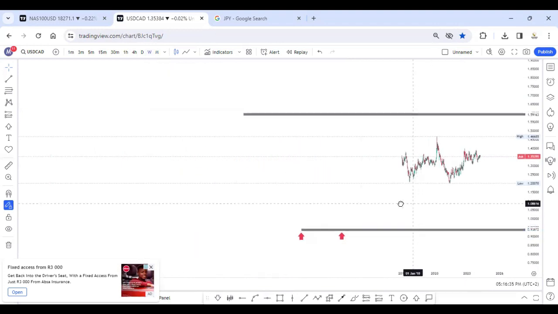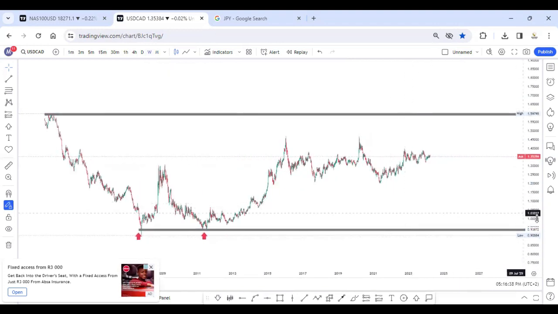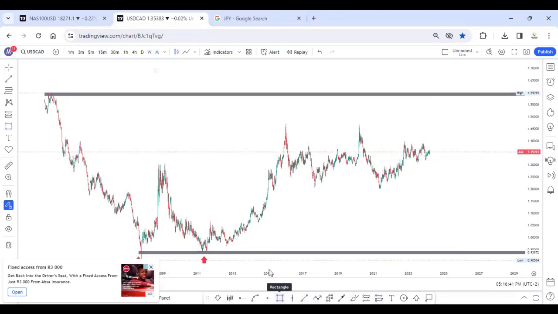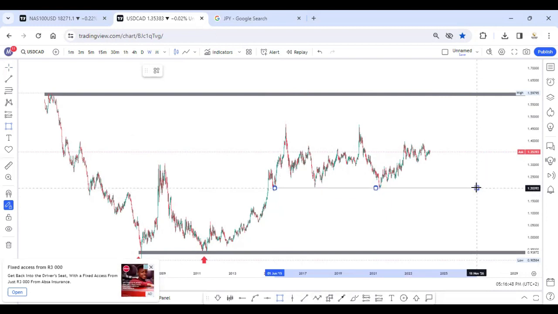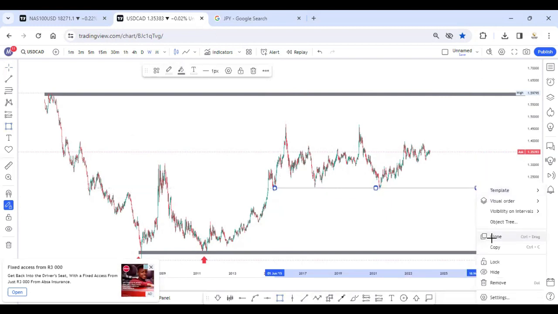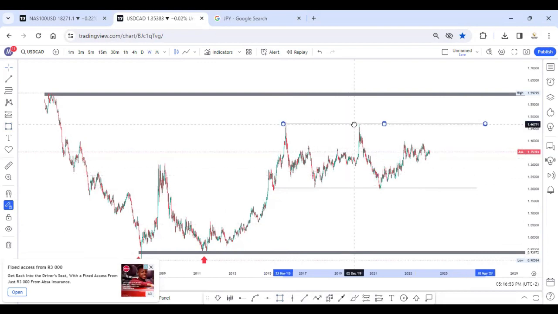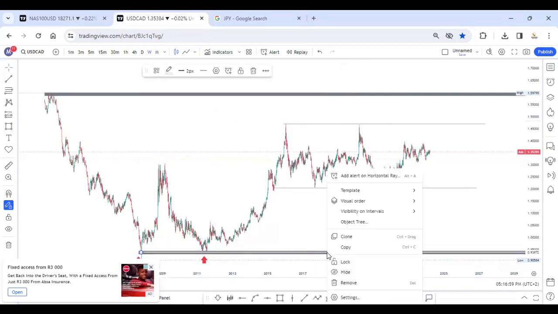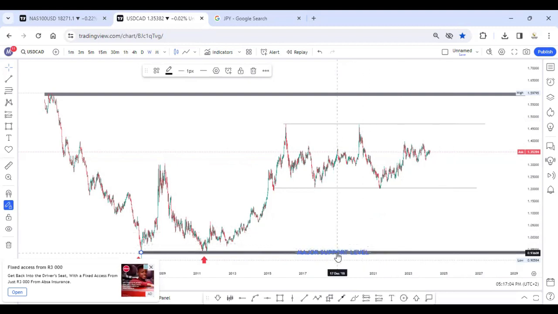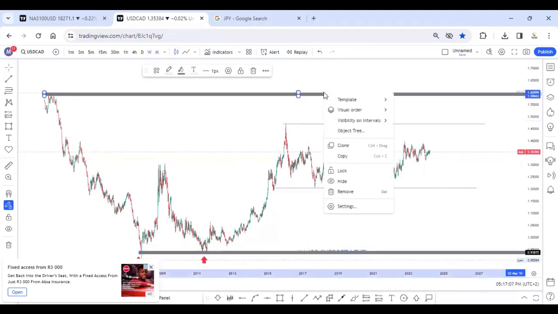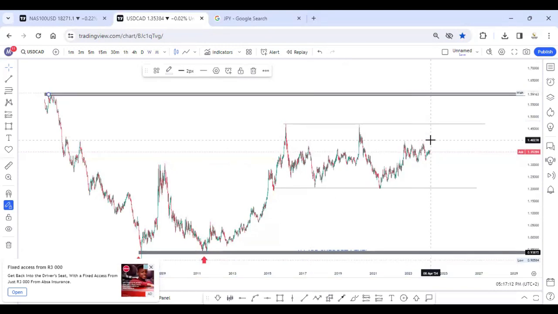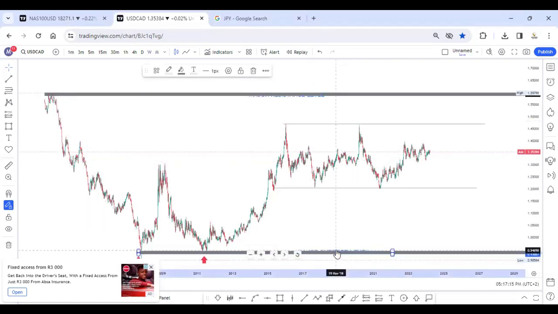On the weekly time frame, as we can see right now, this is our support and resistance. This is our supported level. And then as we can see here, this is our major resistance, major supported level at the same time. And then this is our major resistance level. This is our highest level, as you can see here.